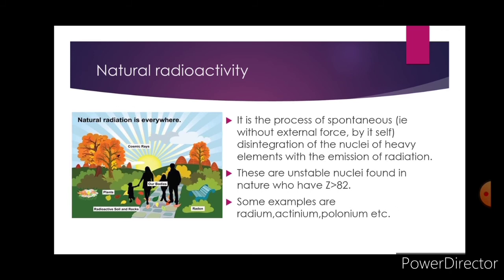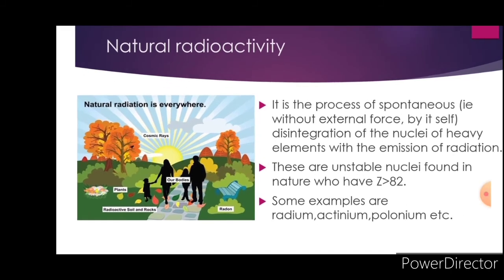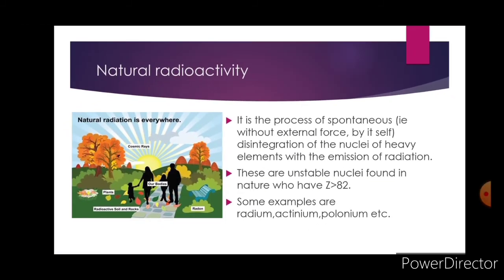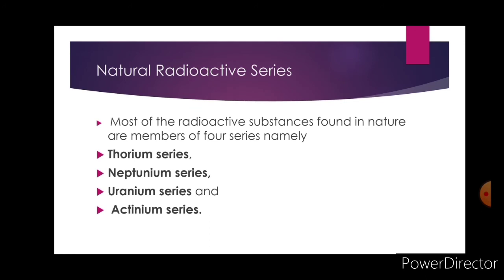Yes, it actually occurs in unstable nuclei, which usually have atomic number greater than 82. Some examples are radium, actinium, and polonium, etc. We can see in this picture, the cosmic rays, the radioactive soils and rocks, our body itself, everything has natural radiation. Now, all the elements that come under natural radiation can be classified into 4 series. These series are the thorium series, neptunium series, uranium series, and actinium series.